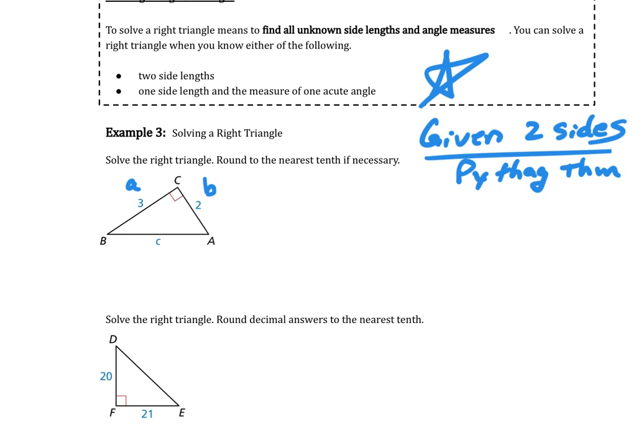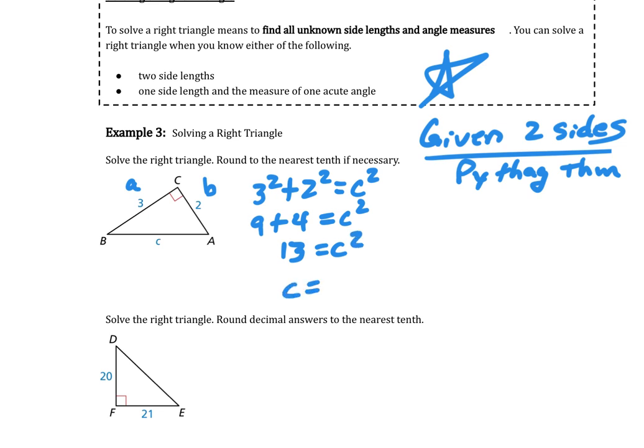But everything in this chapter is a right triangle. So we're going to go 3 squared plus 2 squared equals c squared. 3 squared is 9. 2 squared is 4. 9 plus 4 is 13. So the third side is the square root of 13. Okay, that's something that we've done before. That's not really new.